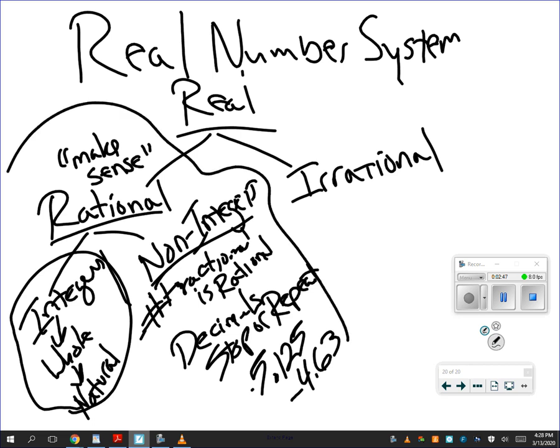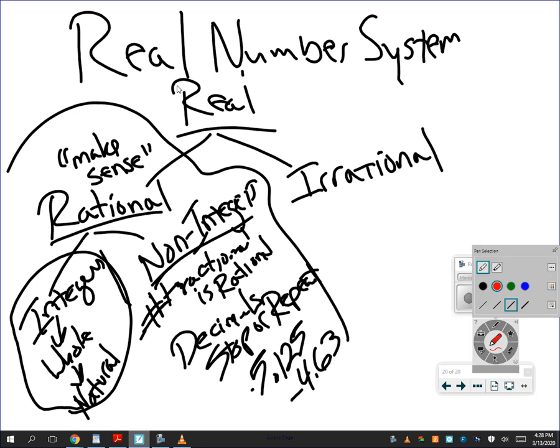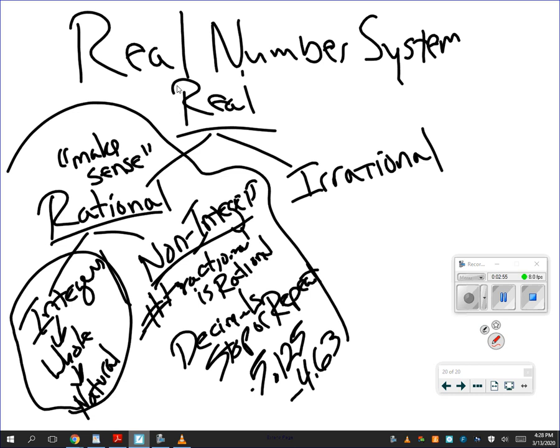These things make sense to us. But over here, in the recesses of the real number system, is where we have the irrational numbers. And these don't make sense, because we can't predict what's coming next. We have no idea. It can be anything. Pi is irrational. It goes on forever and never repeats itself. Pi is our most famous irrational number.